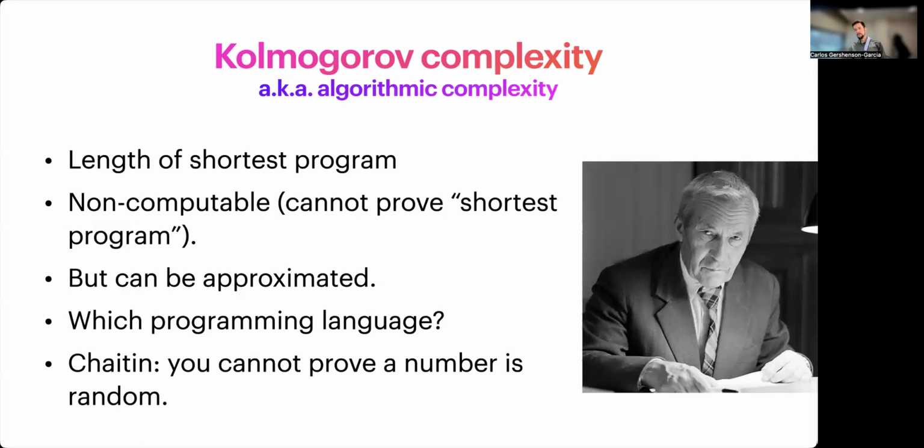And what Chaitin proved is that you cannot prove that there isn't a shorter program that will produce that random string. So it's one of these paradoxes that you have in computer science, and that's why it cannot be computed, but still it can be approximated. So it's not that it's useless.